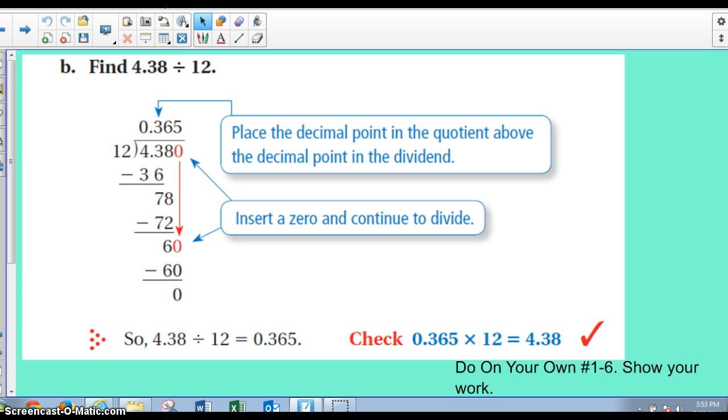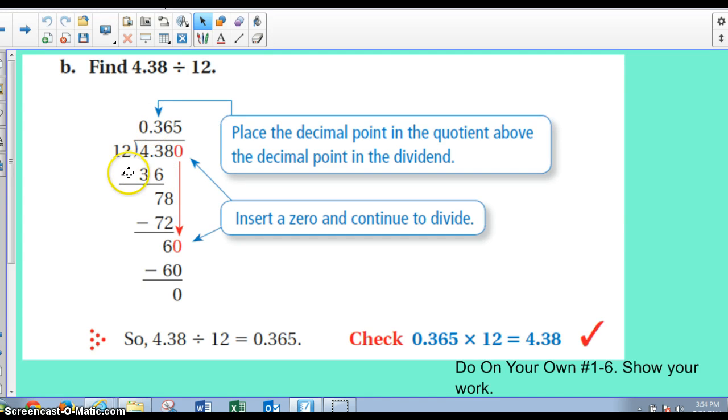B, the next example they're giving you is 4.38 divided by 12. So here we have 4.38 divided by 12. They brought it all the way down. They used the 4, the 3, and the 8. 12 into 4, that doesn't work. 12 into 43 works. That's 3. Now because you went into a number that's to the right of the decimal, you need to make sure your answer is to the right of the decimal.